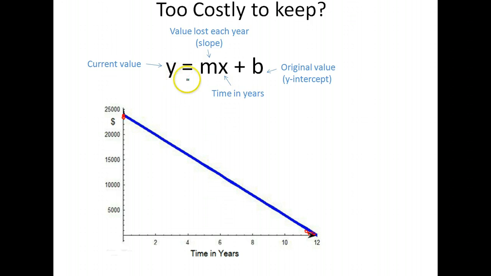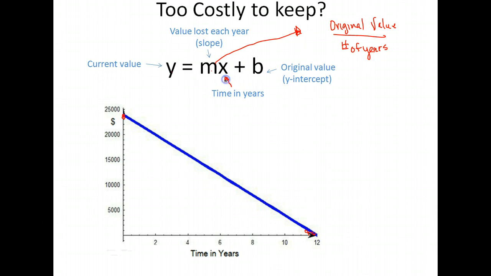Remember also that in our equation for our line, the y would be your current value of the car, what it ends up being. M is the slope. That's the value that's lost each year. Remember also that we were able to calculate that by taking the original value of the car and dividing that by the number of years it takes to depreciate. And that will tell you how much it's depreciating each year.